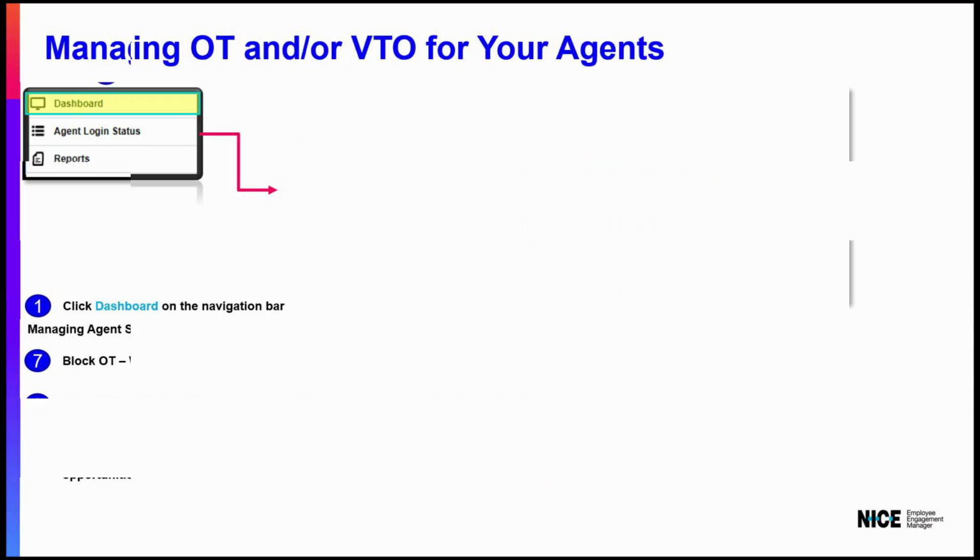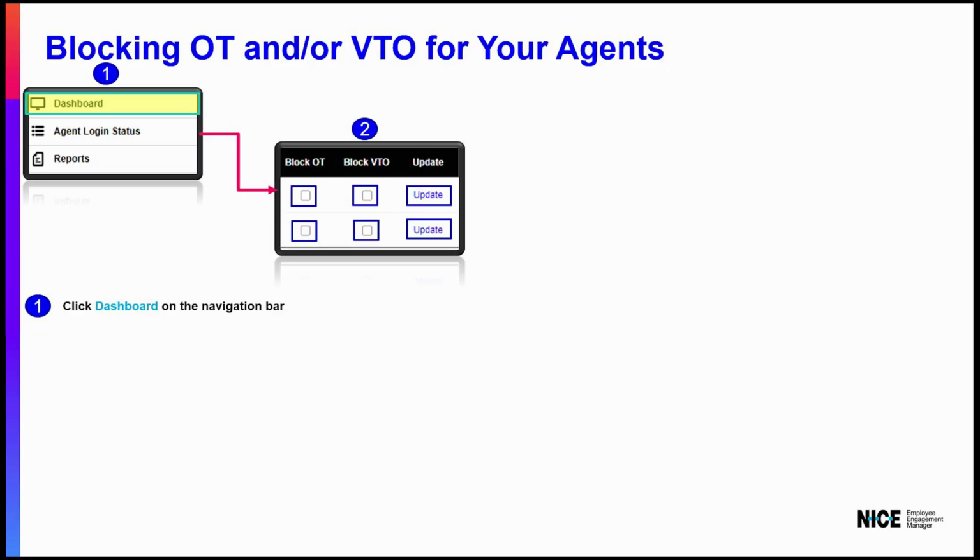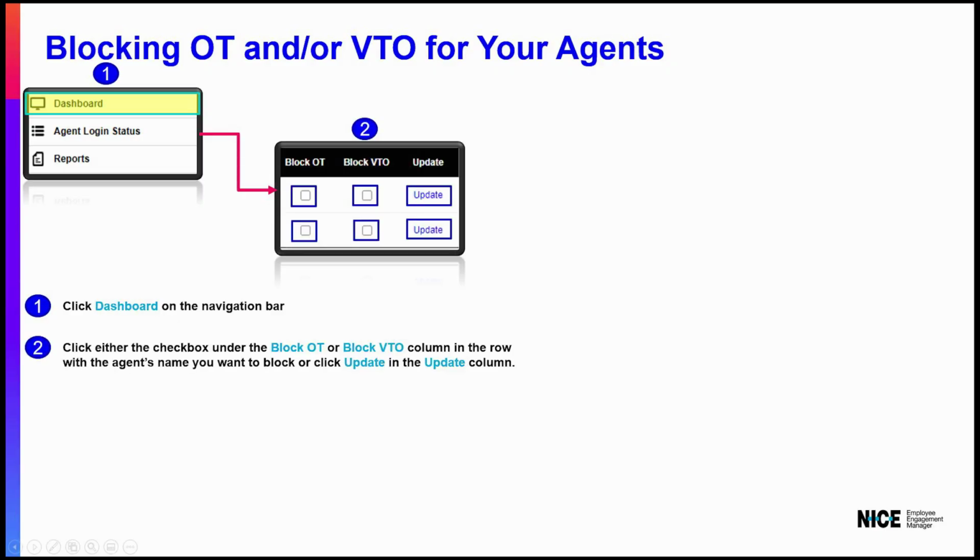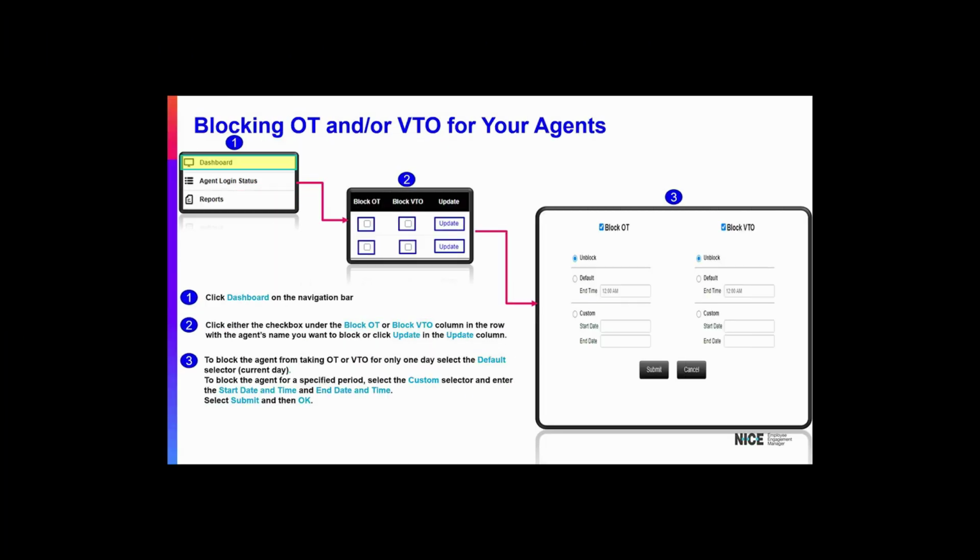Now let's take a look at how to implement a Block OT and/or a Block VTO for your agent. To do this, select Dashboard on the navigation pane in the left-hand window. Then click on either the Block OT or Block VTO column in the row with the name of the agent you want to block overtime and/or voluntary time off for, and select Update in the Update column. Once this is completed, a new dialog box will appear, and in this dialog box, you will be able to modify the Block OT and Block VTO functionality.